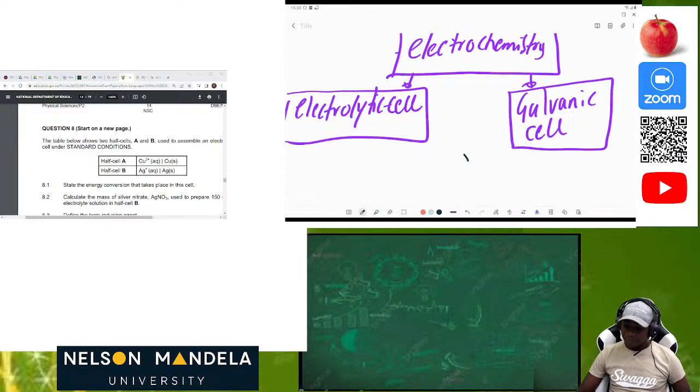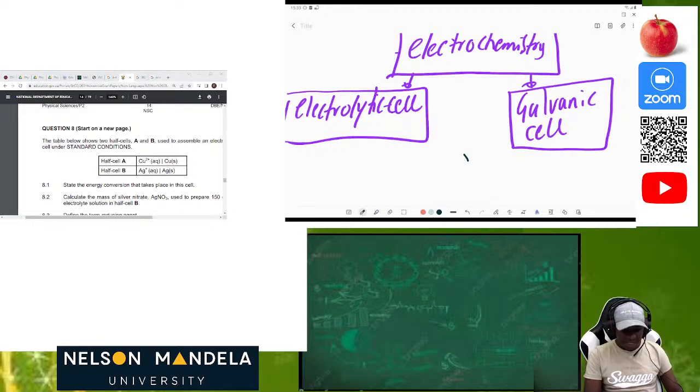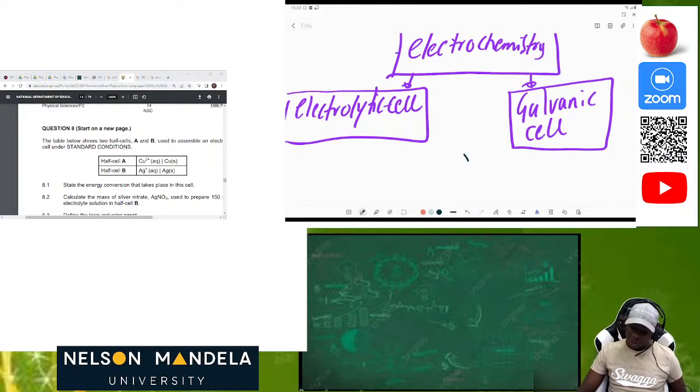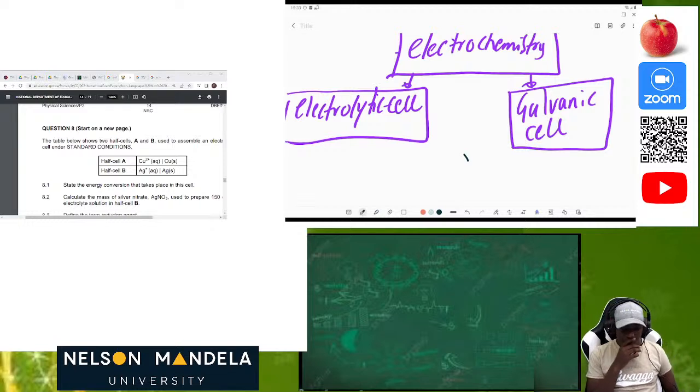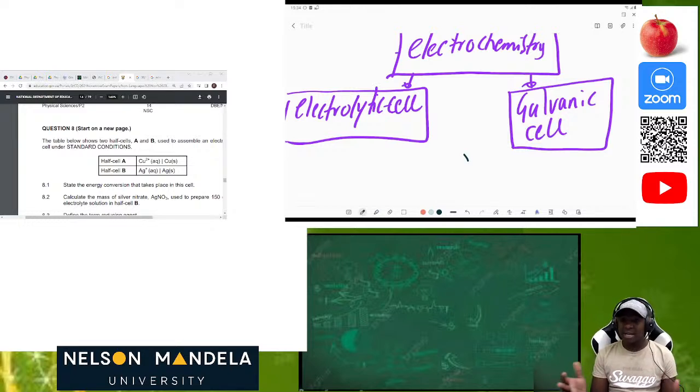Before we move on to dwell more on these two, what is also important is to understand the terminology, or the words which we use when we are looking at these two different cells. The important terms or definitions which are so crucial on galvanic as well as electrolytic cells include the following. We must be able to know what a galvanic cell is, and its characteristics. We have already stated the difference between the electrolytic cell and the galvanic cell, but now we must be able to determine what a galvanic cell is.